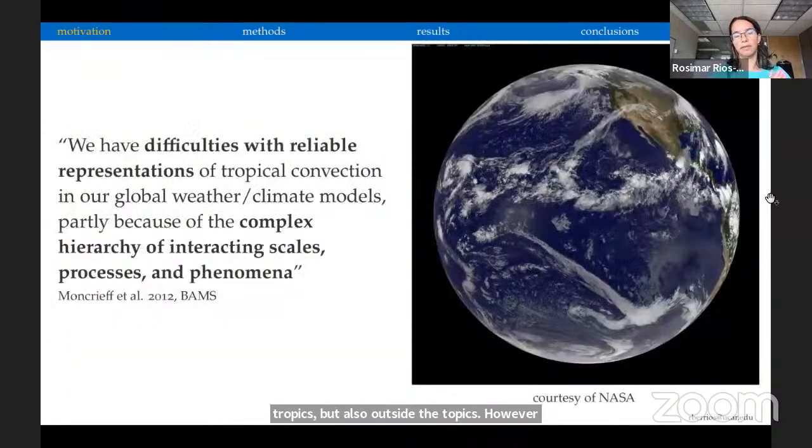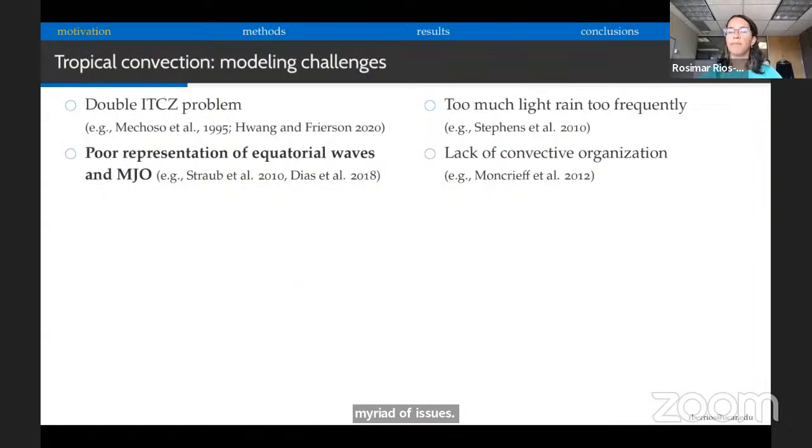However, as it was very nicely put by the authors of this study, we have a lot of difficulties with reliable representations of tropical convection in our global weather and climate models, partly because of the complex hierarchy of interacting scales. And we heard some of those complexities in the previous talk, so it was a nice background for this talk. And there is a myriad of issues that have been identified by the literature.